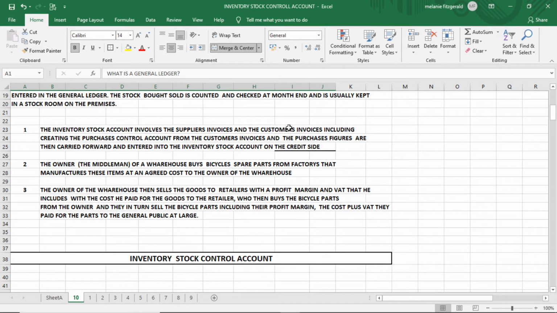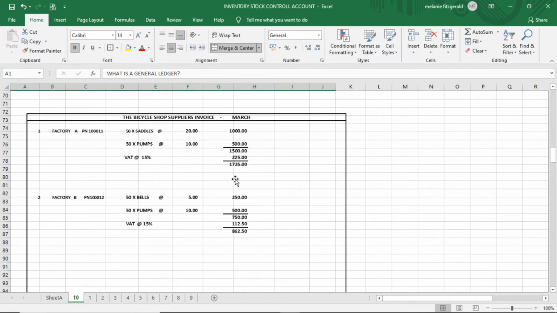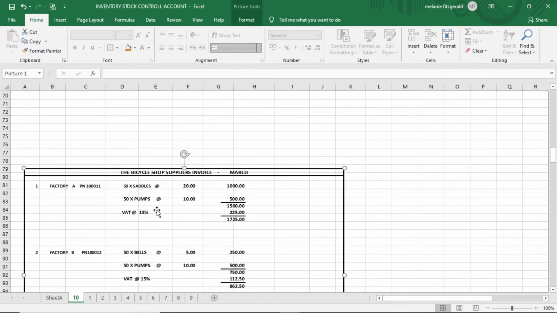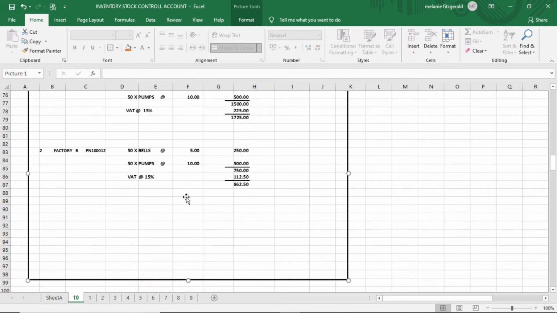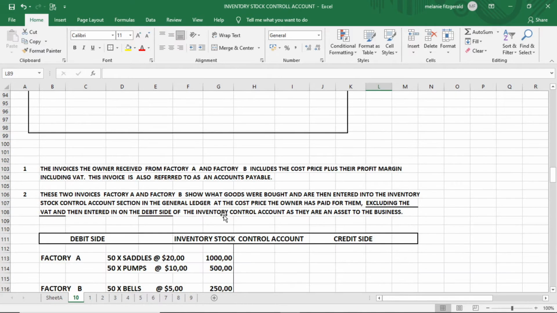Okay, so inventory stock control account. Let's go and do one. All right, so this is an invoice. We went and bought from factory A and factory B. We bought stock for our business. The bicycle shop suppliers' invoice. So factory A invoiced us. We bought 50 saddles at $20 each. We bought 50 pumps at $10 each. That's $1,500 in total. The VAT that they charged us was $225. It came to $1,725 worth of goods we bought from factory A. And we also bought from factory B as well. That's the invoice that they invoiced out to us for the stuff that we bought.